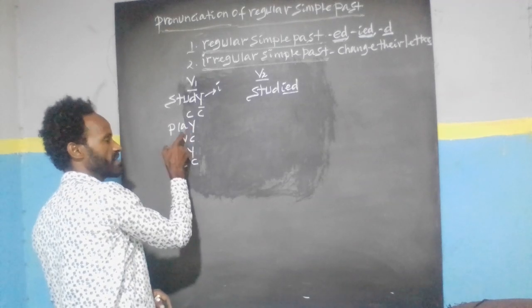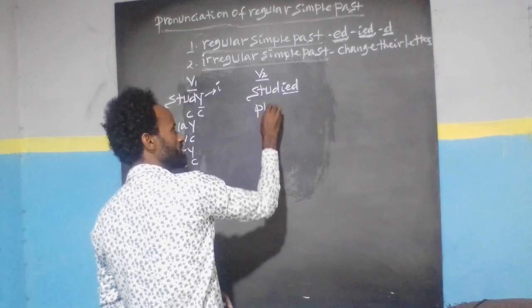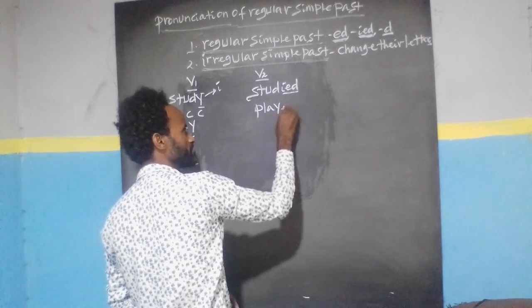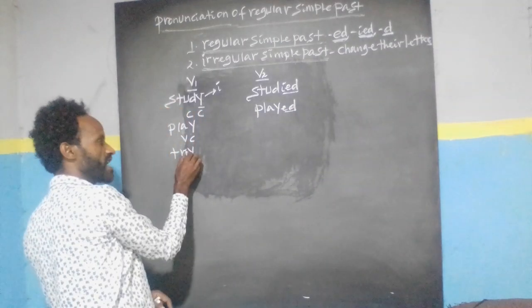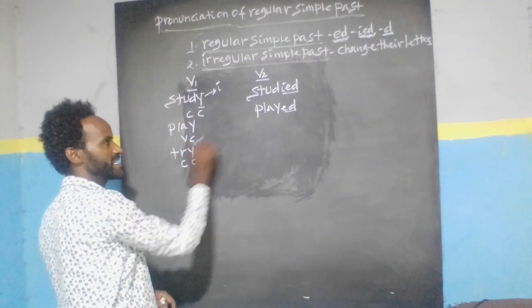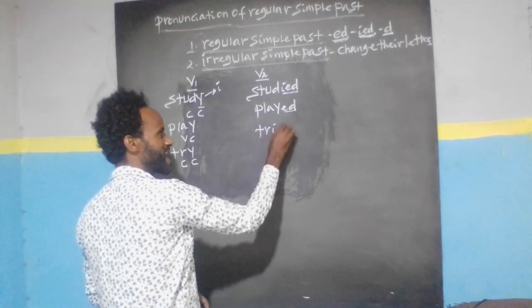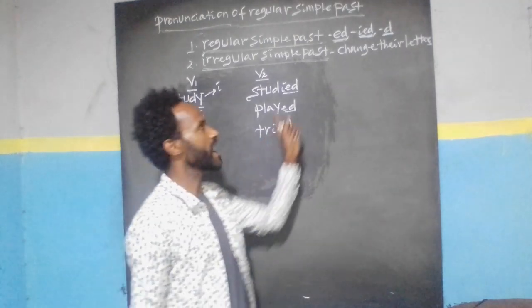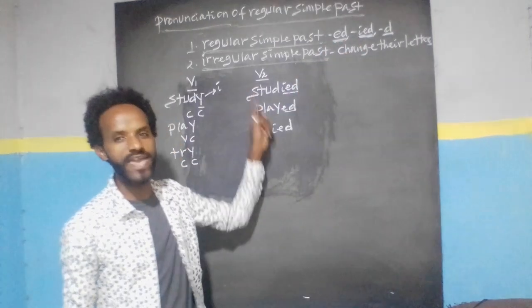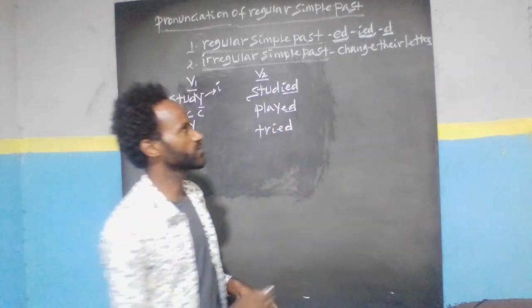Here, in front of Y there is a vowel letter, A. So you can change this one simply by adding ED, okay class? So we can say played in the normal way. But when I change tried into the simple past, it becomes tried, I-E-D. So that is the rule we may apply when we make regular simple past tense in this form.